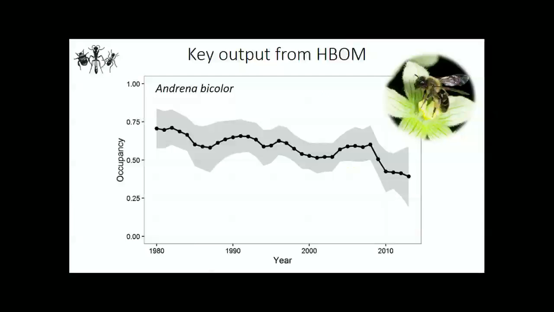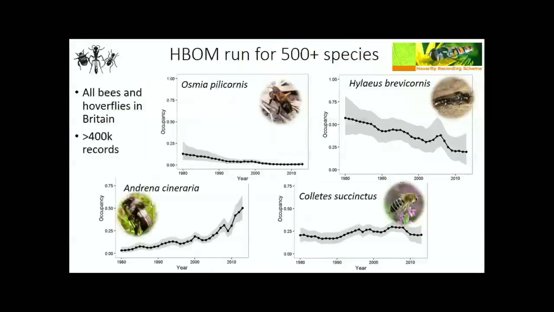Essentially this is the key output from the occupancy models. It's a time series of the proportion of occupied sites, so you've got occupancy on your y-axis, year again on the x-axis. As this is a Bayesian approach, this is a summarised posterior distribution. You've got the median, which is the black dots, and then the 90% credible interval surrounding that, representing the uncertainty in the estimates. I ran this for over 500 species of hoverfly and bee in Britain, based on over 400,000 biological records.